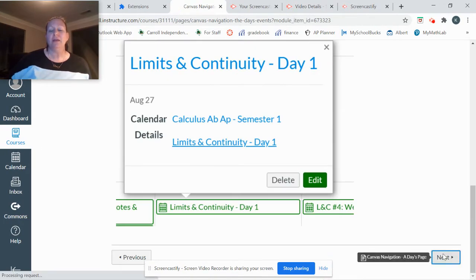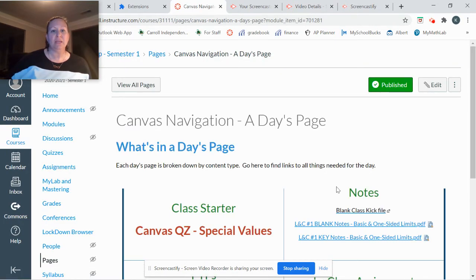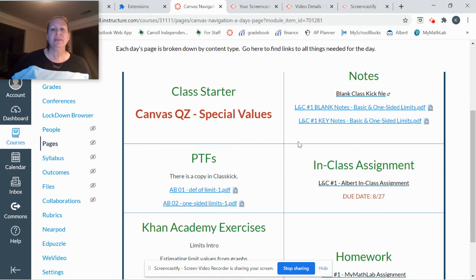And then next up is what am I going to see when I go there? So you'll see this for each class day. Class starter tells you what it is that we're going to be doing, whether it's a quiz, a free response question, or a log. And it'll tell you what platform it's on. So this quiz happens to be on Canvas. It might be on MyMathLab. It might be on Calc. So it just kind of depends on where it's going to be.